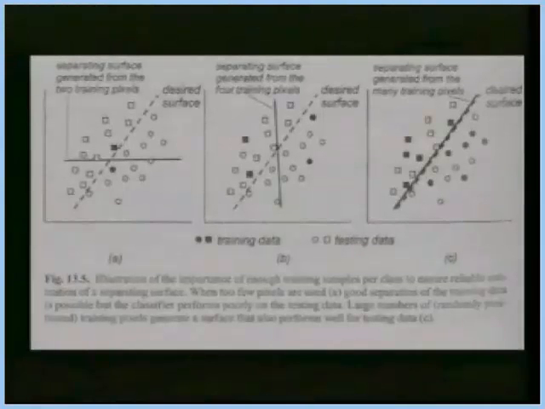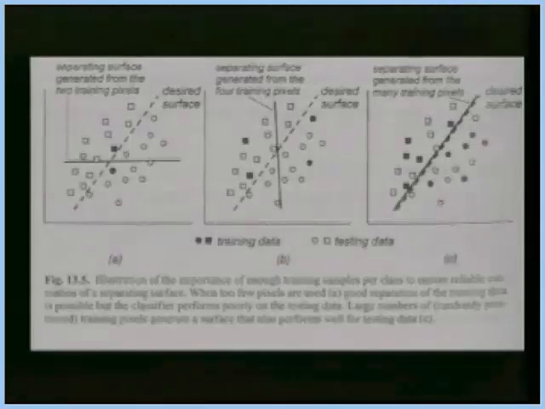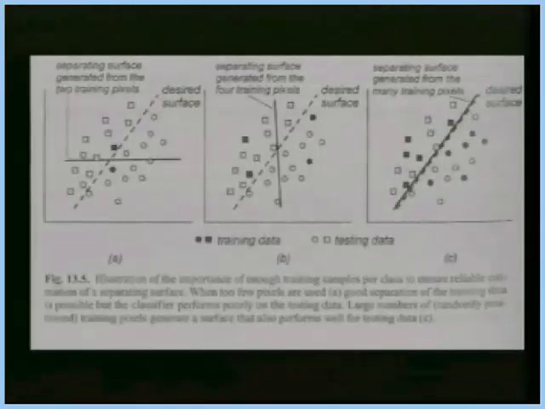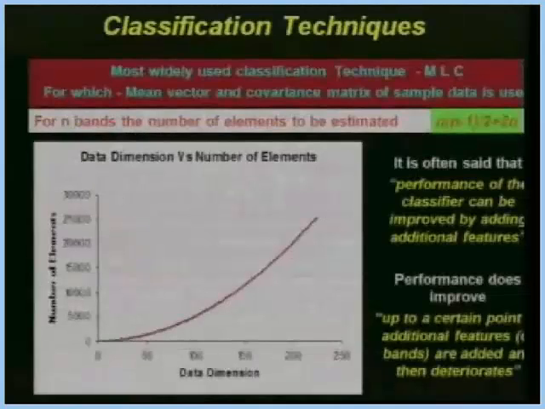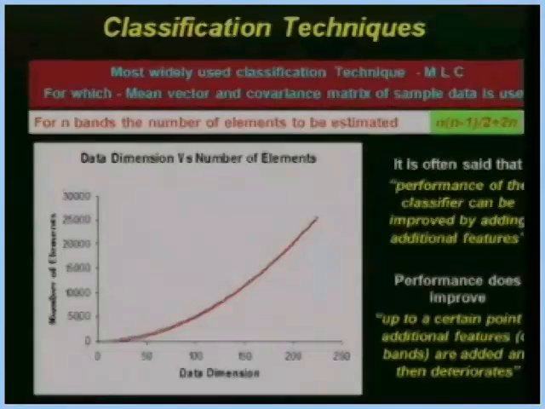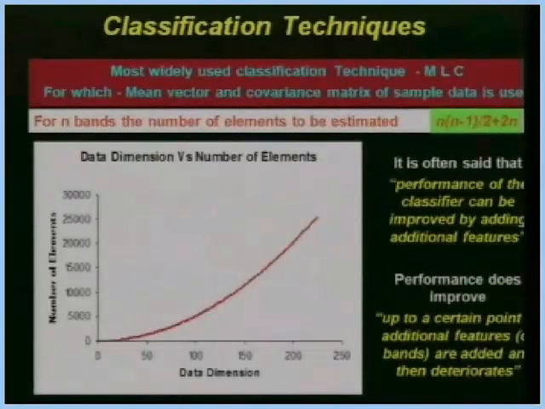If you have 3 bands or 5 bands, taking 40 or 50 samples for an MLC may not be an issue. But will it be possible when you have a large number of bands? If there are n bands, then the number of elements to be estimated is n(n-1)/2 plus 2n. That is, if you have 50-band data, you need the number of elements to be estimated to be around 5000. This will be the kind of complexity.